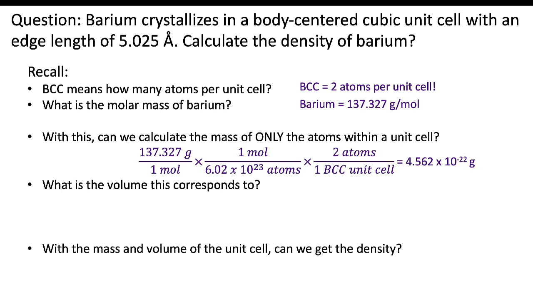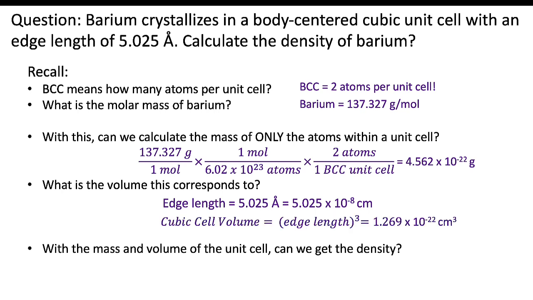Now, what about the volume? What volume does this correspond to? Well, we know the edge length, right? It's 5.025 angstroms, which means it's 5.025 times 10 to the negative 8 centimeters. Remember that an angstrom is 10 to the negative 10 meters. And then remember that it's a cube, right? So if we know the edge length of a cube, we actually know the volume of a cube. It's just the edge length cubed, and we end up with the following cubic cell volume. Again, a really small volume. But now we actually have the mass and the volume of a corresponding volume, which is the unit cell.